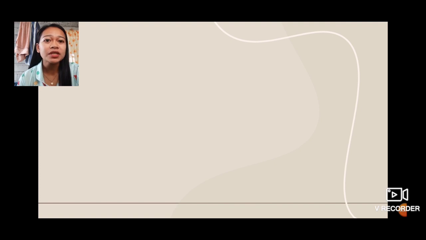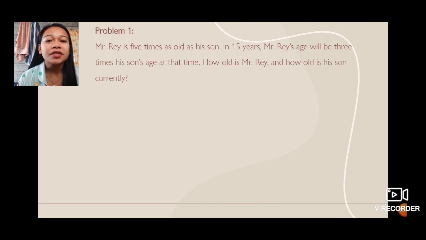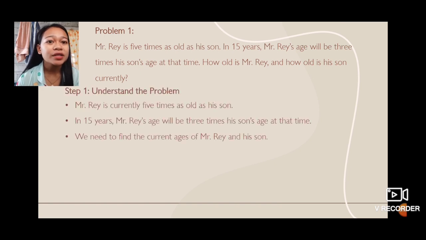So the first problem is, Mr. Ray is 5 times as old as his son. In 15 years, Mr. Ray's age will be 3 times his son's age at that time. How old is Mr. Ray and how old is his son currently? So the first step in solving a problem according to George Polya is step 1, understand the problem.